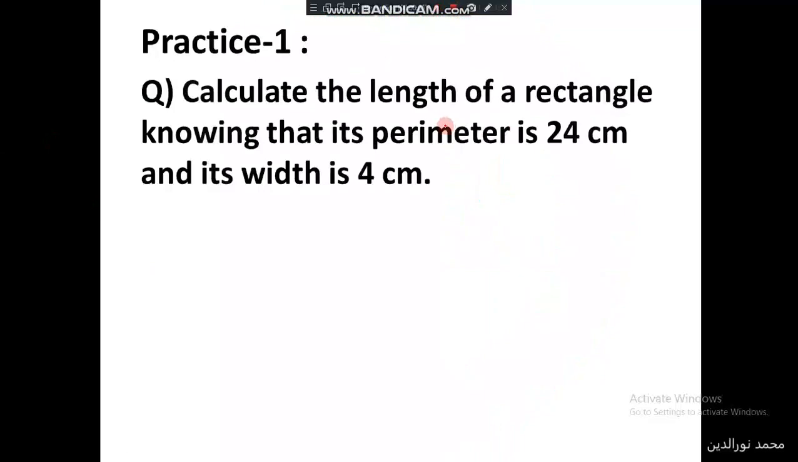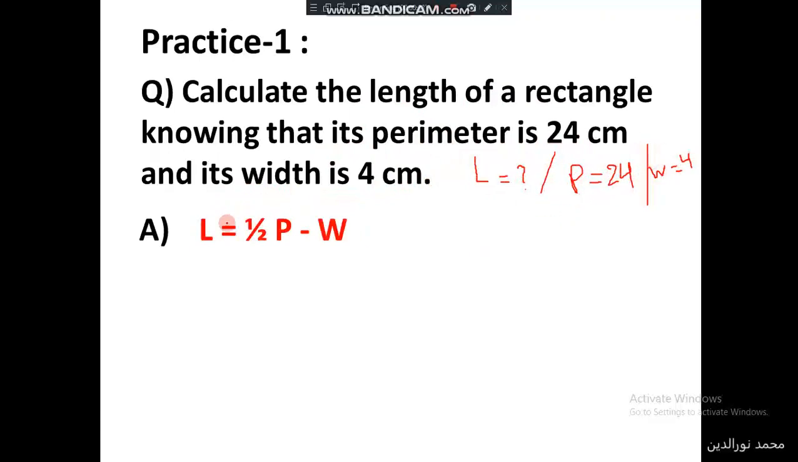Practice number 1. Calculate the length of a rectangle knowing that its perimeter is 24 centimeters and its width is 4 centimeters. So we have to find the length such that the perimeter equals 24 and the width equals 4. We put the given here and then we write the formula or the rule. It says length equals half perimeter minus width. The length is to be calculated.